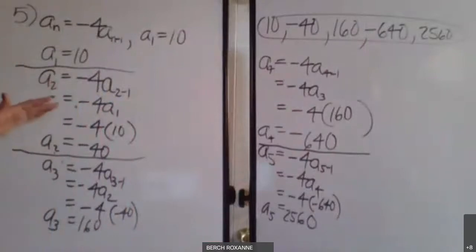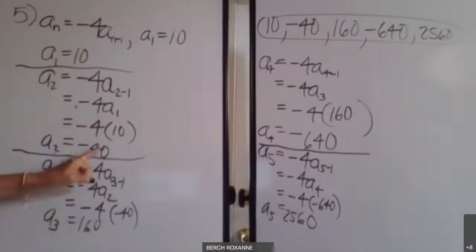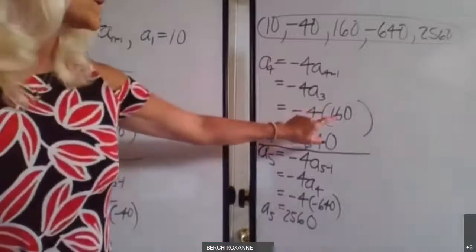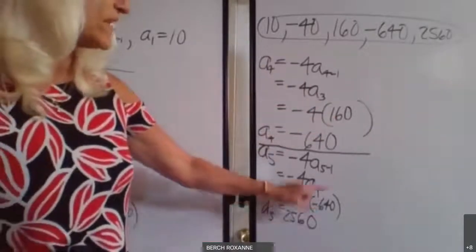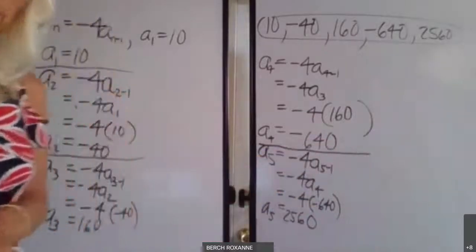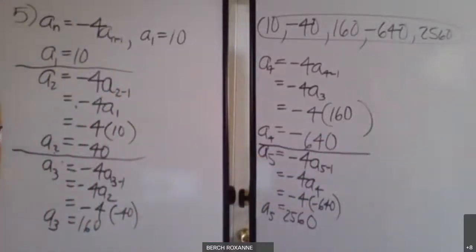So with recursion, it always requires the previous term. See how it required that 10? This required the -40. This required the 160. And this one required the -640. And this is the easiest way to do it. There is no easier way to do it.